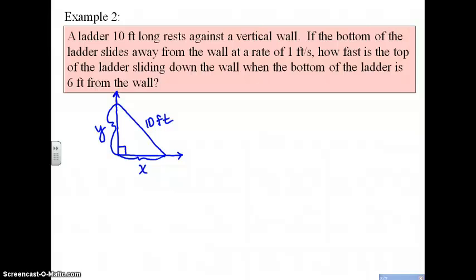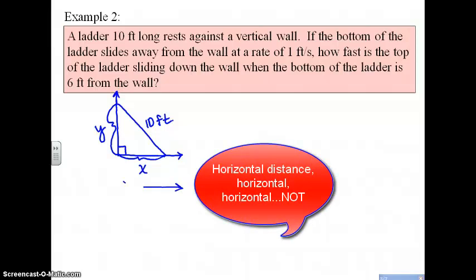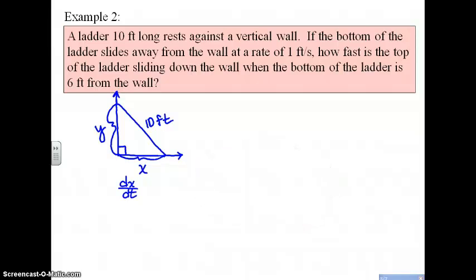So I have a ladder 10 foot long that rests against a vertical wall. If the bottom of the ladder slides away from the wall at a rate, well, I've already called that horizontal distance x. So the rate at which that distance is changing, I'm going to call dx/dt, because it's sliding over time. Time is in charge of the rate at which it's sliding. And this is the positive direction in the plane for the x-axis, so this is going to be a positive rate. And they tell me in the problem that it is a rate of 1 foot per second.